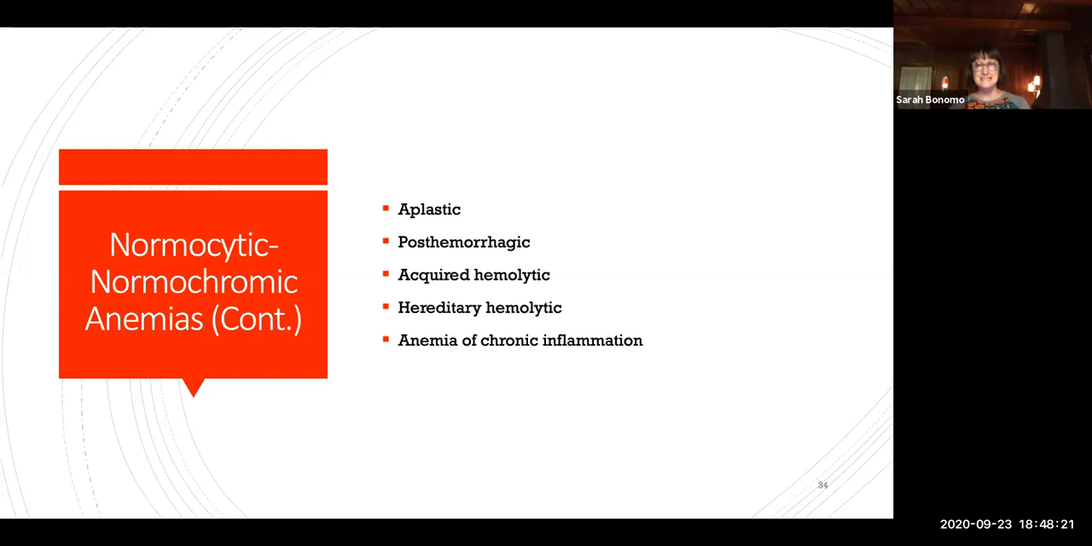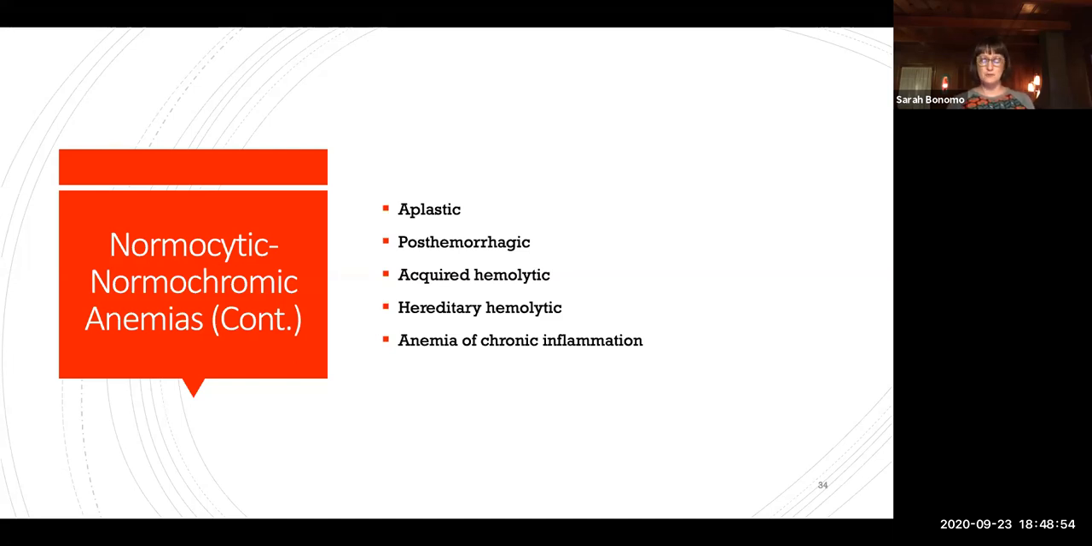You can have hereditary hemolytic anemia. These are things like sickle cell anemia, where the cells are genetically altered and this essentially results in increased destruction of erythrocytes. Because they're not shaped the right way, they get destroyed more rapidly. And remember, your red blood cells should last about 120 days. So if they're breaking down sooner than that, then you're going to have lower numbers of circulating erythrocytes.